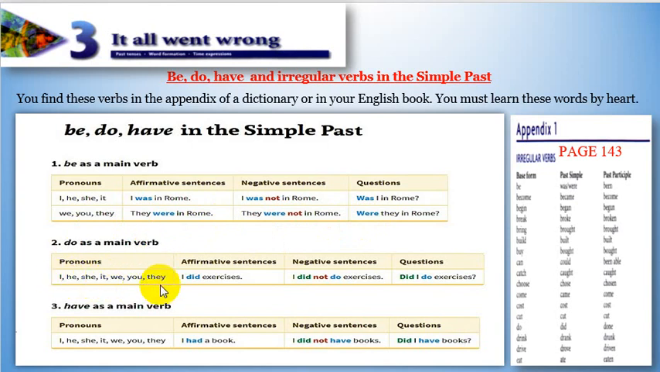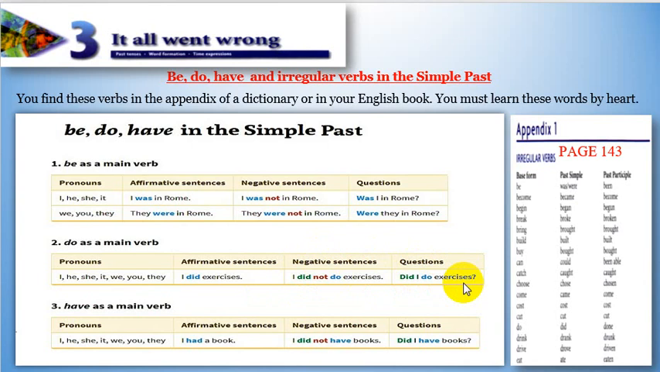Now, do as a main verb in the past tense with all the pronouns I, he, she, it, we, you, they, the same form. In affirmative sentences, I did exercises. In negative sentences, I did not do. We said that. I did not do exercises. Didn't. In questions, did I or did you do exercises?